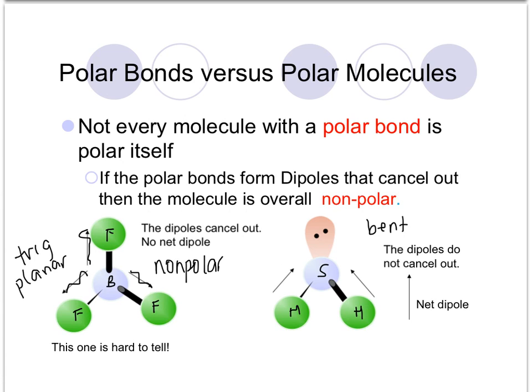On the other side, the dipoles are moving in the same direction. And because they're moving in the same direction, they are not going to cancel, and that means that there will be dipoles present, there will be a net dipole, and that this molecule is polar. Remember that these dipoles are forces. The molecule on the left is really hard to see the cancellation because of the way it's drawn.